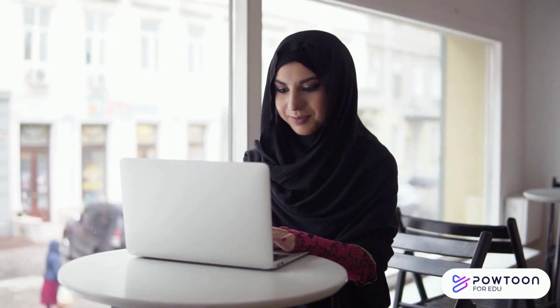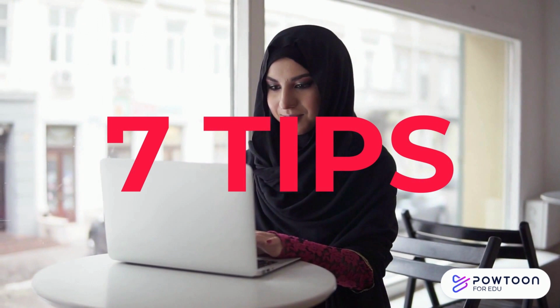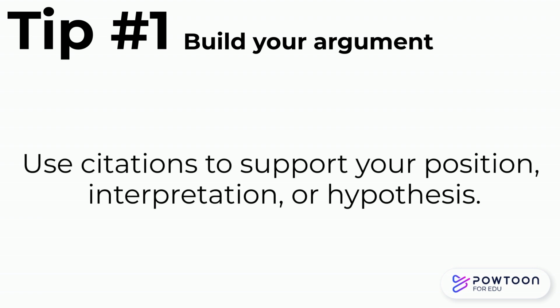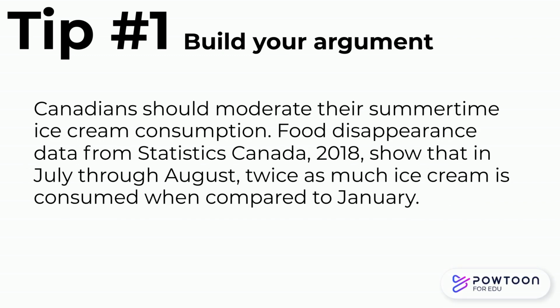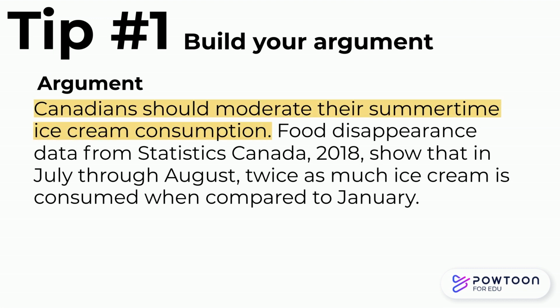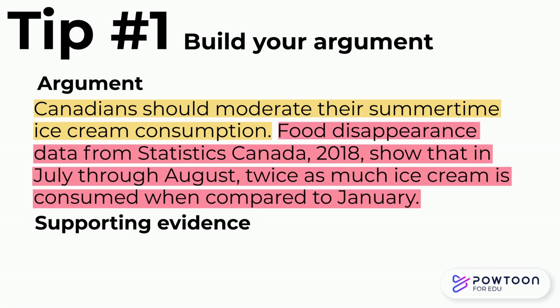While writing your literature review, you can use the following 7 tips to help you integrate your critical voice. Tip number 1. Build your argument by using citations to support your position, interpretation, or hypothesis. Here is a 2-sentence example of an argument. The first sentence shows the argument that the writer is making. They write, Canadians should moderate their summertime ice cream consumption. In the second sentence, the writer provides supporting evidence. They write, food disappearance data from Statistics Canada 2018 show that in July through August, twice as much ice cream is consumed when compared to January.